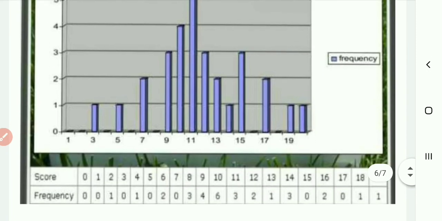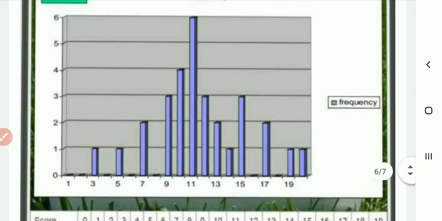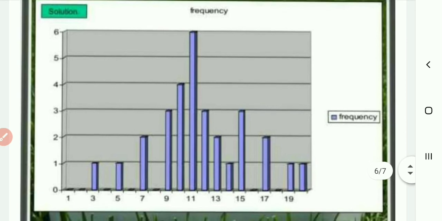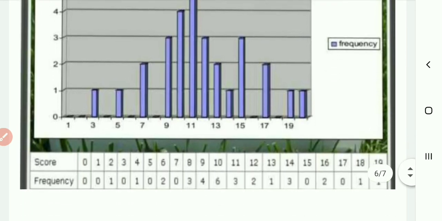The question is giving scores 0, 1, 2, 3, 4, 5, 6. These are the scores, and the number of students who got those marks is written here. So 2 marks, only one student got 3 marks, 0 got 4, like that. Okay, so here we have to do like that. So this is your bar graph showing the marks of the students.